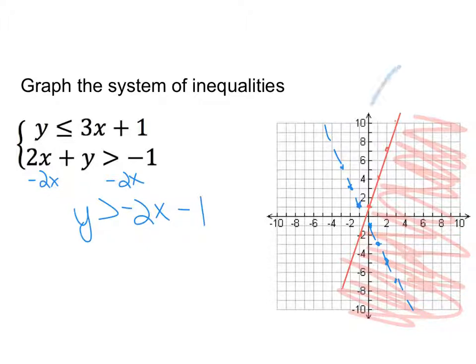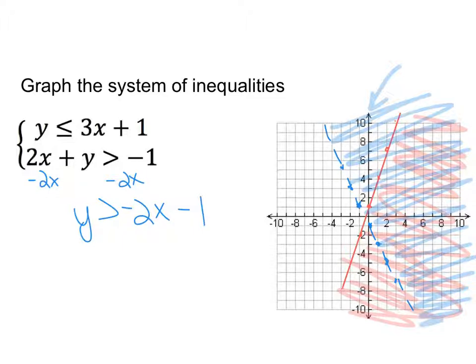Now where is y greater than? Way up here. So we're going to shade on the top. So there's the top of the blue one. So then the question is where is the overlap? Well, the overlap is over here. So this would be the solution region.